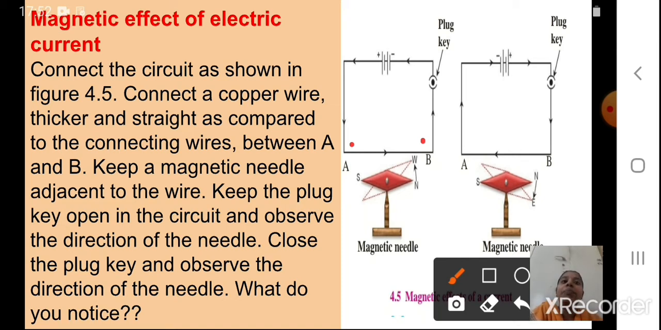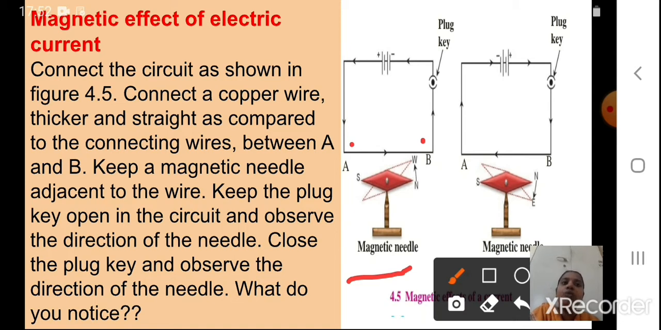Keep a magnetic needle adjacent to the wire. Near the wire, can you see I have kept this magnetic needle? Keep the plug key open in the circuit and observe the direction of the needle. So I have to keep my plug key open, and I will observe first the direction of the needle. Close the plug key and observe the direction of the needle. What do you notice children?